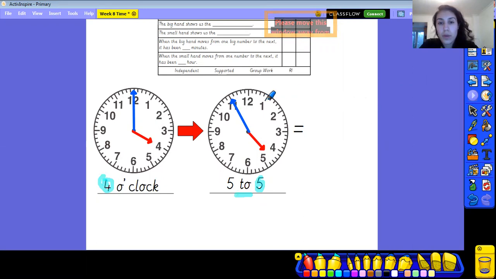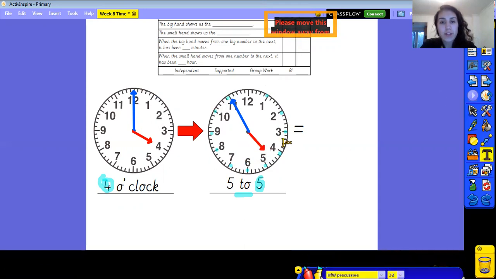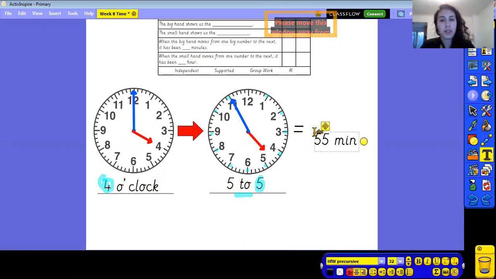So what we need to do is, if we go backwards here, then it would be 4 o'clock, and it's not 5 o'clock yet. So we're going to count in our 5s until it gets to the 5 minutes to. So 5, 10, 15, 20, 25, 30, 35, 40, 45, 50, 55 minutes have gone by. That is a long time.